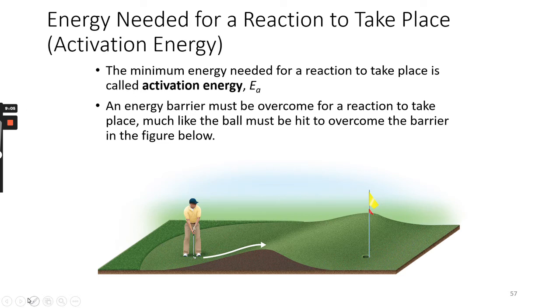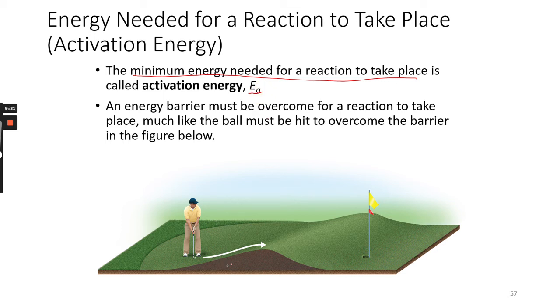Not only do they have to be aligned properly, they have to have enough energy to react. And that amount of energy that they need is called your activation energy. So your activation energy is the minimum energy needed for a reaction to take place. And we call it EA. E for energy, A for activation.